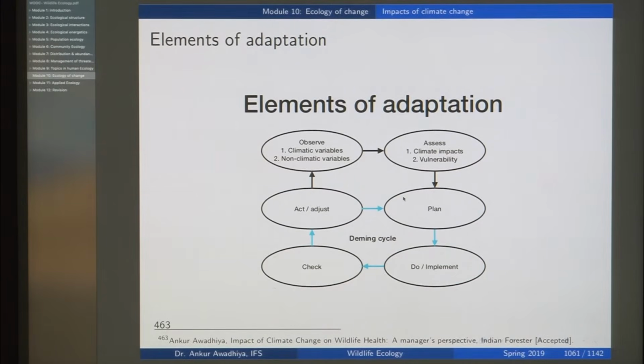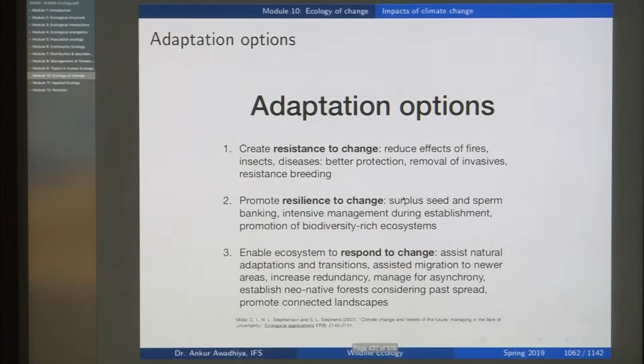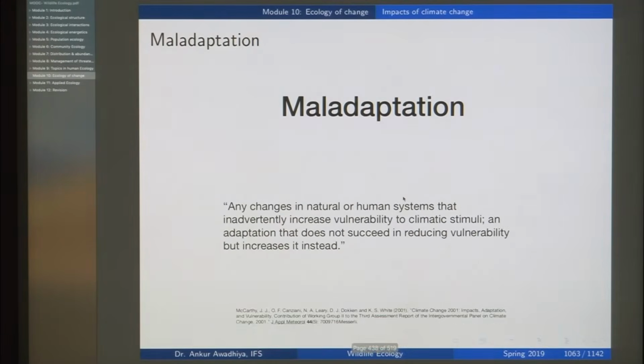You observe and assess, and then you go with the Deming cycle and use it to give you more inputs regarding observation. Now, adaptation options are creating resistance to change, creating resilience to change, and permitting responses to change. And whenever we are going with an adaptation option, we also have to keep in mind the maladaptation, which is a negative adaptation or an adaptation that is not working. Any change in natural or human systems that inadvertently increases the vulnerability to climatic stimuli, an adaptation that does not succeed in reducing vulnerability but increases it instead, that is a maladaptation.